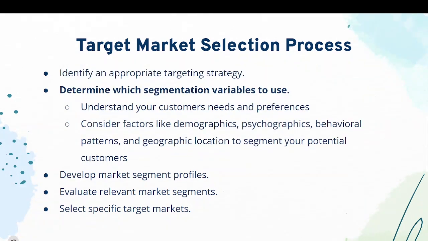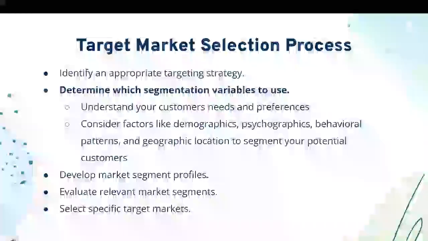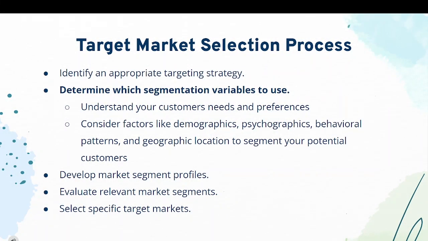For the second step in the target market selection process, you have to determine which segmentation variables to use. For this step, you have to understand your customers' needs and preferences, and you must consider factors like demographics, psychographics, behavioral patterns, and geographic location to segment your potential customers.